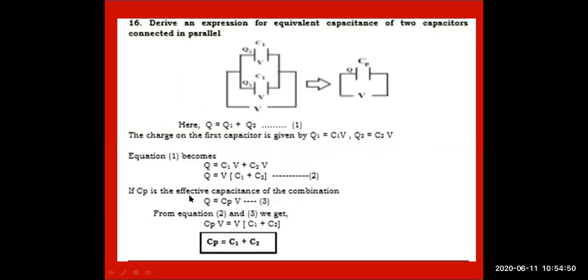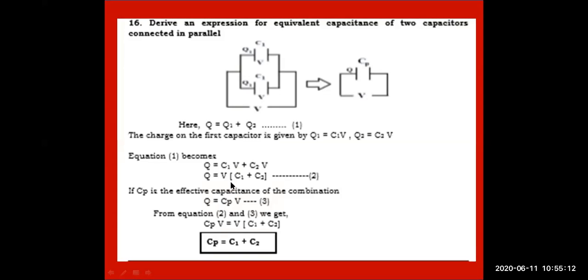Now, if Cp is the effective capacitance, see the second diagram. Here, Cp is your effective capacitance. Then again, Q will be equal to Cp multiplied by V. Call this equation 3. Now, compare equation 2 and 3. Left hand side is Q and Q. So, equate your right hand side.